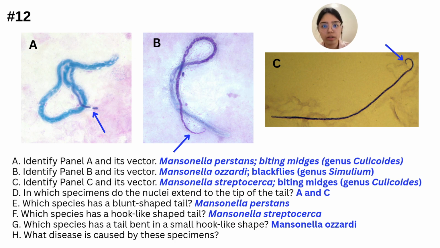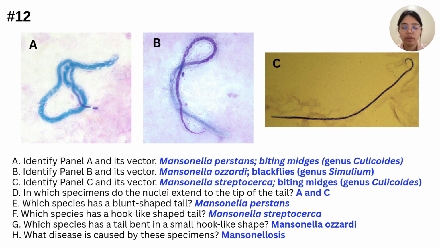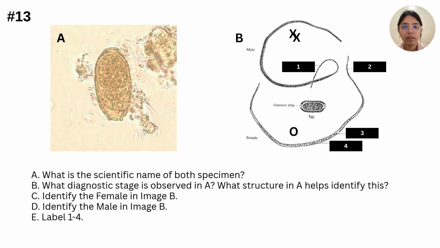Mansonella perstans has a blunt-shaped tail, Mansonella streptocerca has a hook-like shaped tail, and Mansonella ozzardi has a tail bent in a small hook-like shape. These differences in tail morphology help distinguish the species under the microscope. These parasites also cause mansonellosis. Next, we move on to station 13.